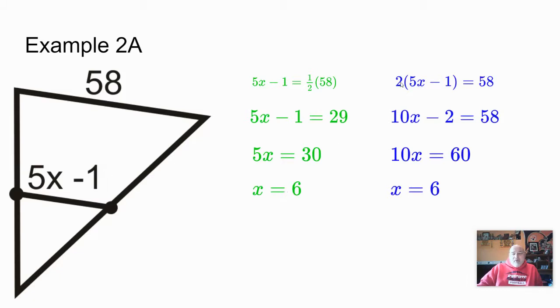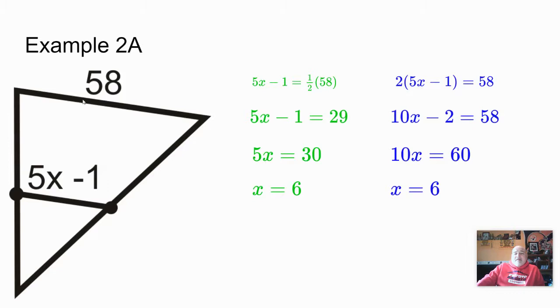Notice how I did it in blue. Because sometimes if you take half, particularly if you take half of an odd number, you're getting into fractions or decimals. So it's sometimes easier, instead of taking half of the third side, to double the midsegment. So the midsegment is half of the third side, so the third side is double the midsegment. So I double 2 times 5x minus 1. Gives me 10x minus 2 equals 58. Adding 2 to both sides gives me 10x equals 60, and x equals 6. Notice either way, I get the same answer.